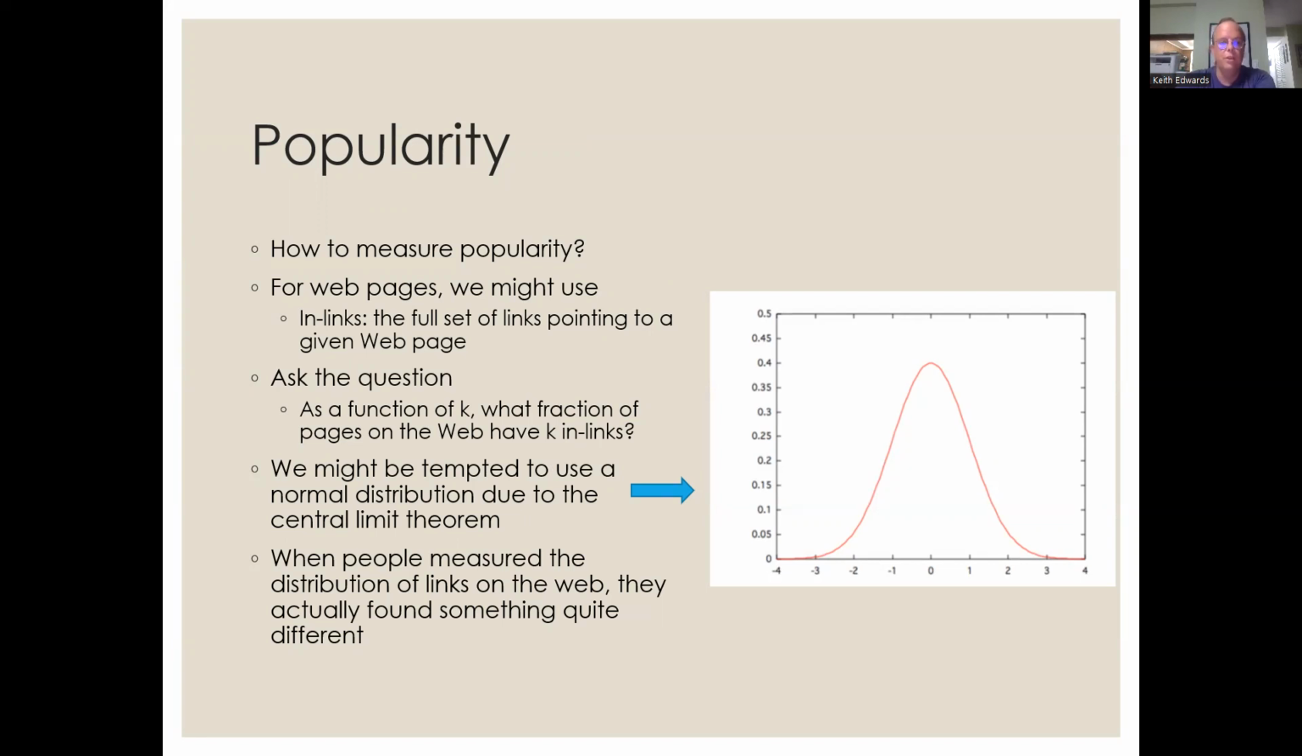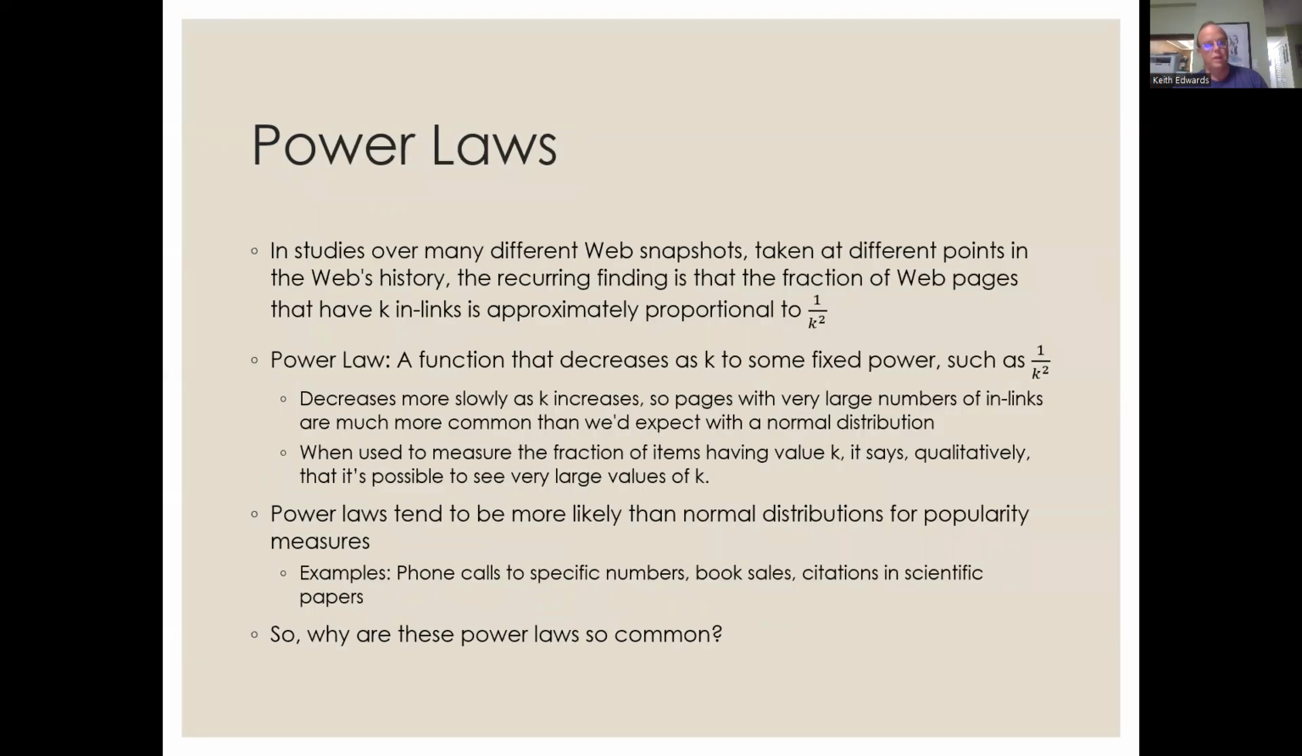When people measured the distribution of links on the web, they actually found something quite different. And what did they find? Well, in the studies over many different web snapshots, taken at different points in the web's history, the recurring finding is the fraction of web pages that have k inlinks is approximately proportional to 1 over k squared. And this is a power law, a function that decreases as k to some fixed power, such as 1 over k squared. Now, this decreases more slowly as k increases.